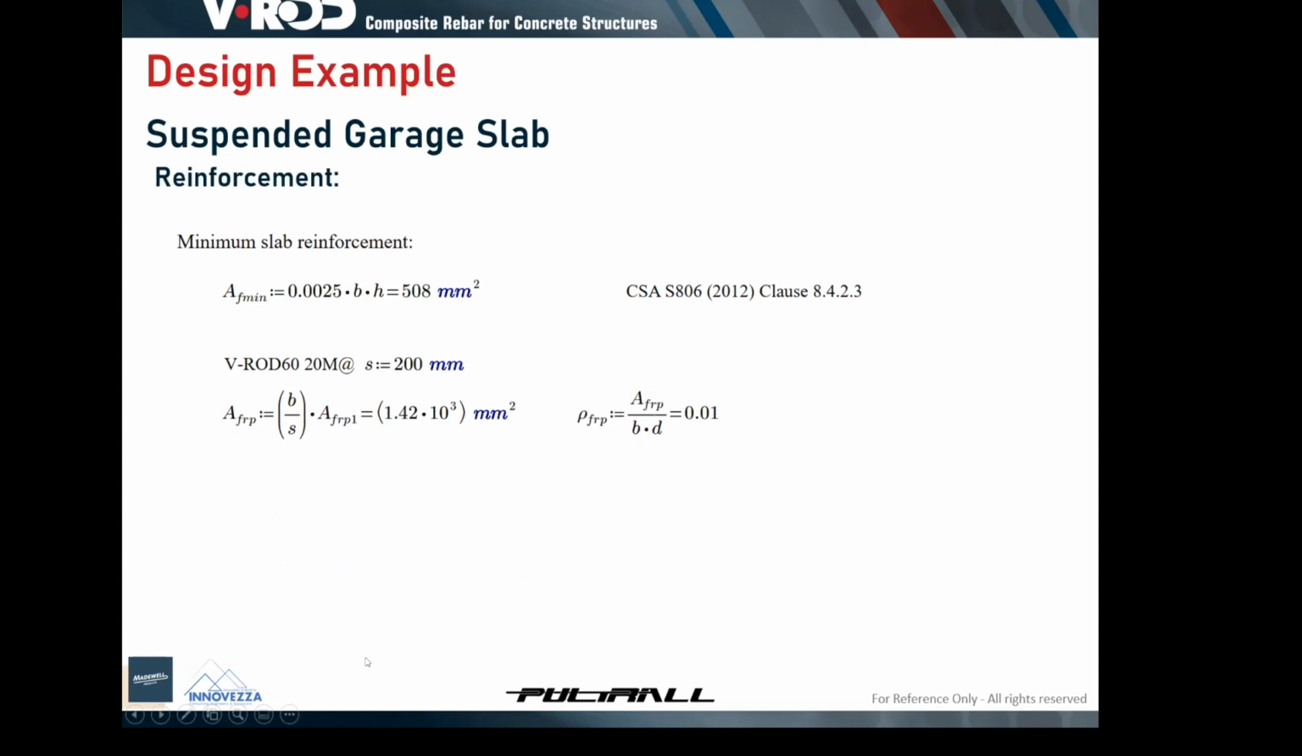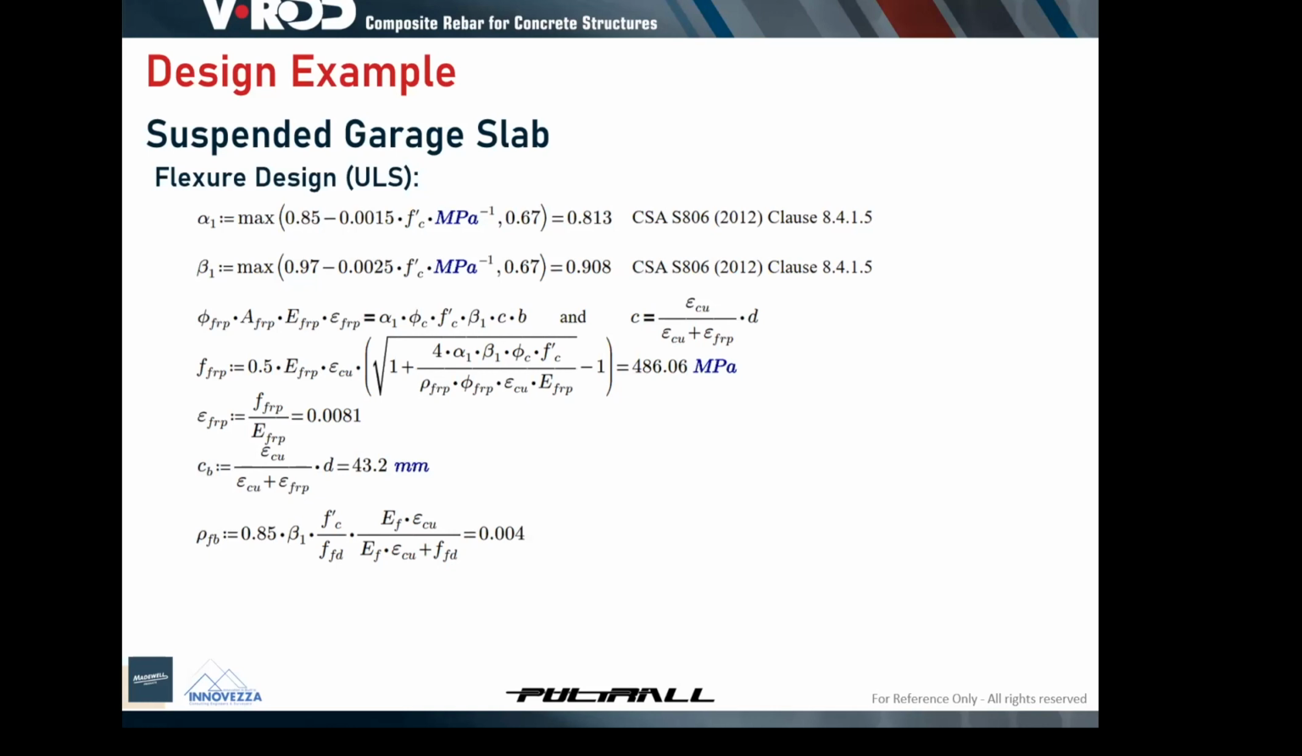So the first step is to assume the reinforcement. We first calculated the minimum reinforcement for shrinkage and temperature, which is 0.0025 times the area of the section, b by h, which is 508 square millimeters. So we used V-ROD 60 20M bars, 20 millimeter bars at 200 millimeter spacing, which gives about 1400 square millimeters. Then we checked the flexural capacity at the ultimate limit state.